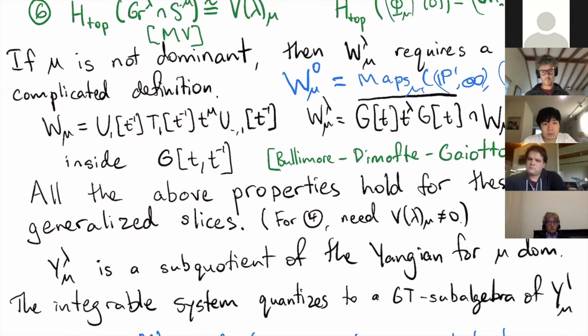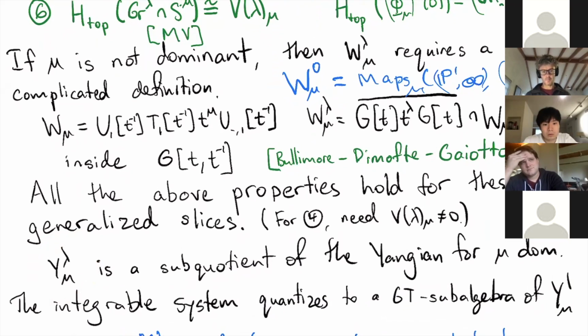Okay. Now, in a similar way, we can define Y lambda mu even when mu is not dominant. In fact, it will no longer be a subquotient of the Yangian, but it will still have a similar generators and relations feel to it. And you can work with it just like you work with the case when mu is dominant.